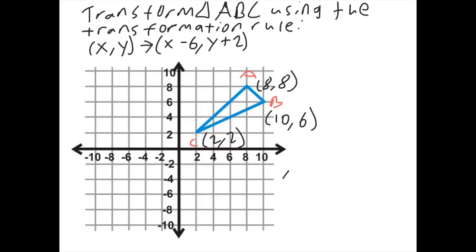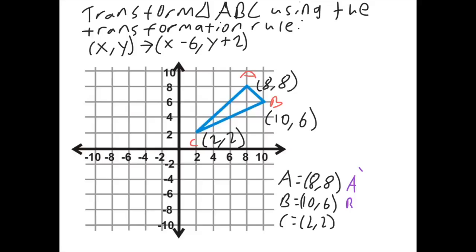So we'll throw these down here so we can see A is the point (8, 8). B is the point (10, 6). And C is the point (2, 2). So now what we want to find is our A prime, our B prime, and our C prime, the images.